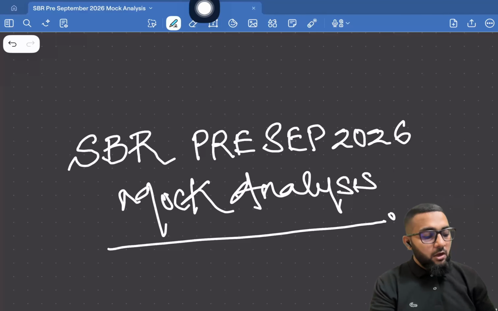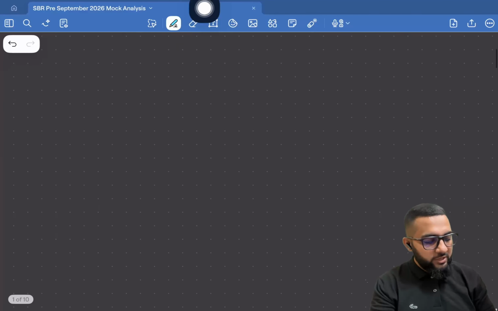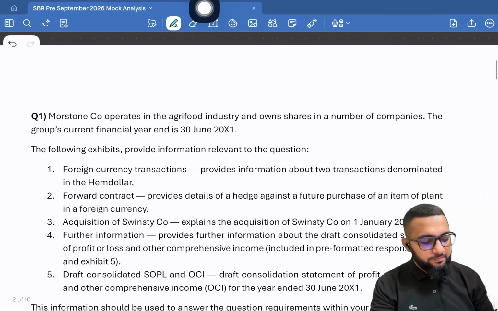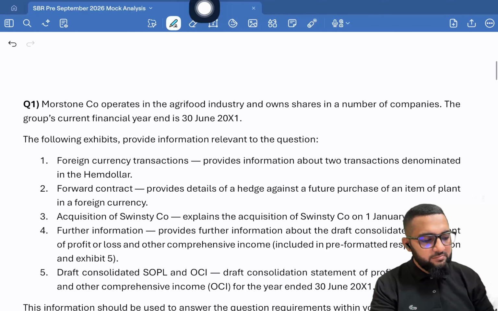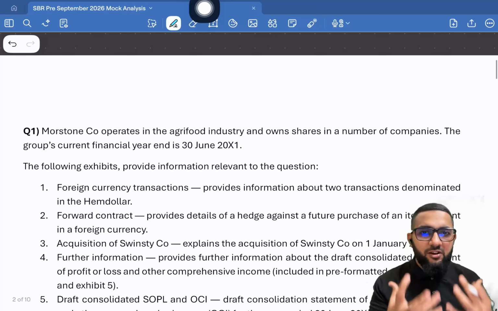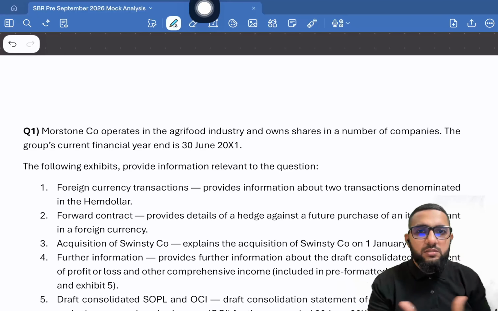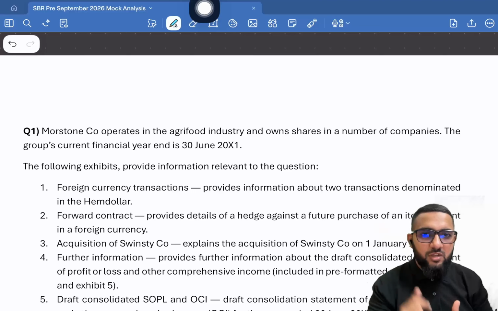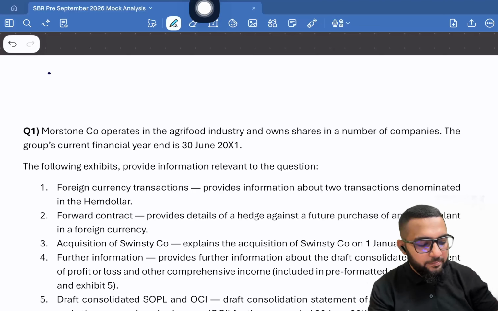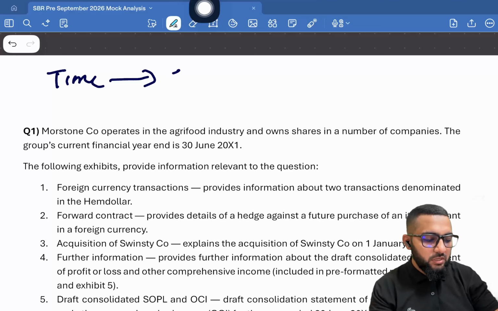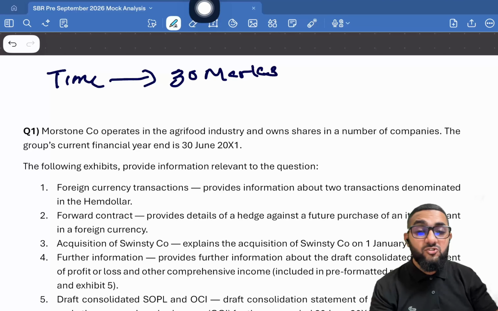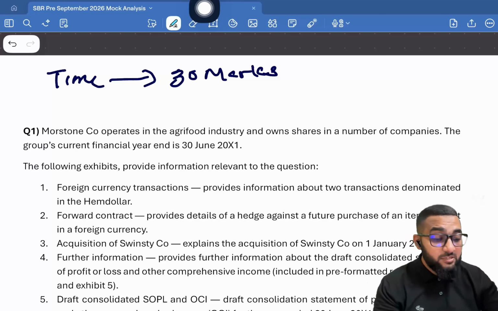All right. Okay. So moving on to the first question. So let's start off with the first question. Whenever you think about answering a question, the first thing that should come to your mind is the time. All right. And we know the first question is 30 marks. Now you should translate it into the available time for you.